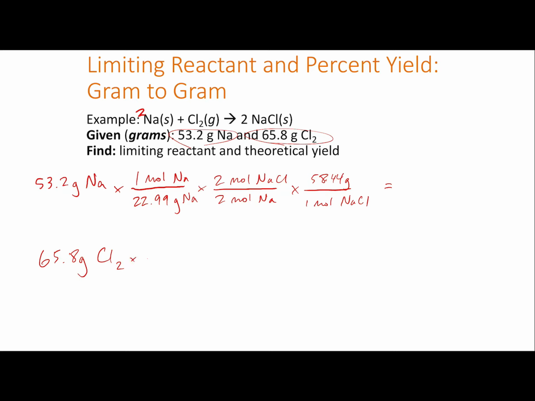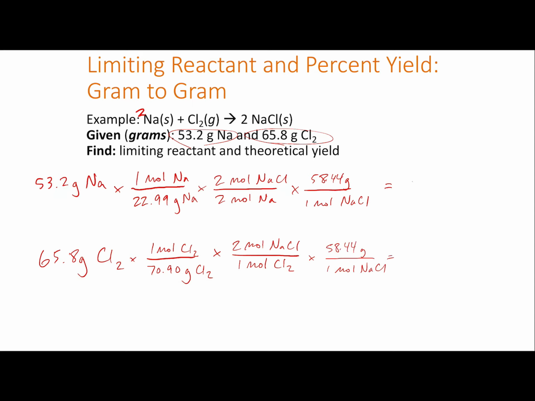Let's see. So this is 70.90 grams for every mole of Cl2. Remember, the molecule Cl2, not just the chlorine atom. 1 mole Cl2 will give us 2 moles of NaCl. That makes sense. There's 2 chlorines in a Cl2, but only 1 chlorine in a salt molecule. And then same thing here, 1 mole of NaCl has the weight of 58.44.